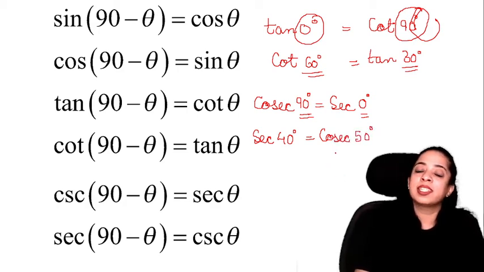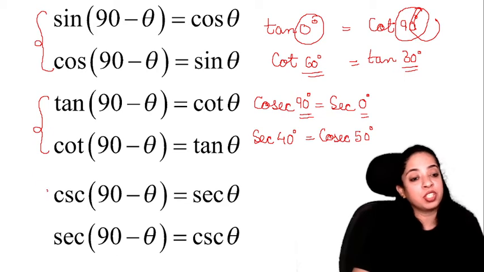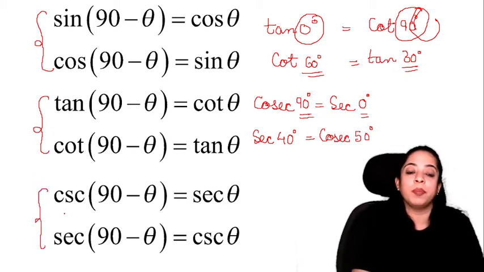I hope this thing is clear. So sine and cos are complement of each other, tan and cot are complement of each other, and cosec and sec are complement of each other. Now let's go on to the identities.